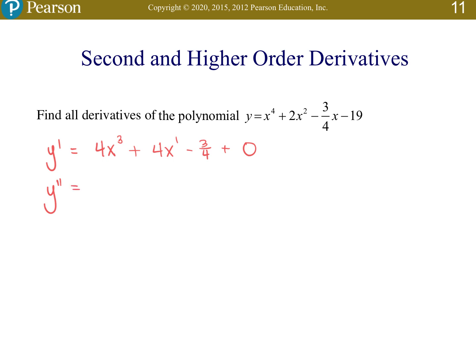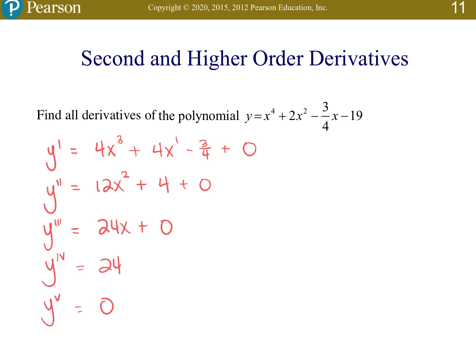Okay, what's the derivative of 4x to the 3rd? 12x to the 2nd. What's the derivative of 4x to the 1st? 4. What's the derivative of negative 3/4? 0. And then derivative of 0, 0. And then y triple prime. Derivative of that? 24x. And the derivative of 4 is 0. Okay, now we run into, okay, now he's going to switch. So then we've got y fourth derivative. You can either do that, if you want, that'll be 24. And then you can do the next one if you want, and that would be 0. And that's all the derivatives.